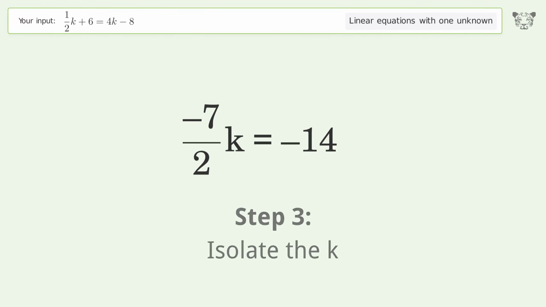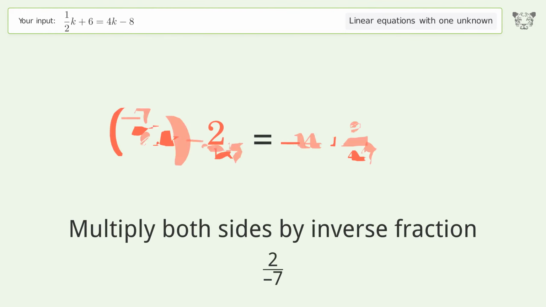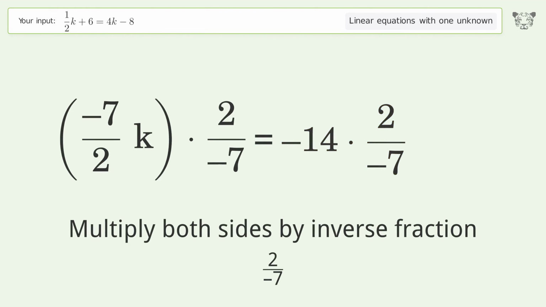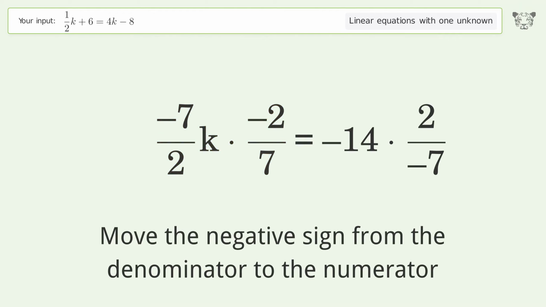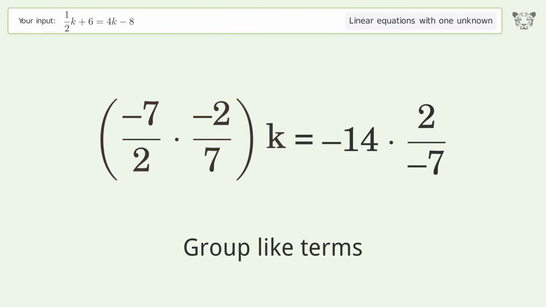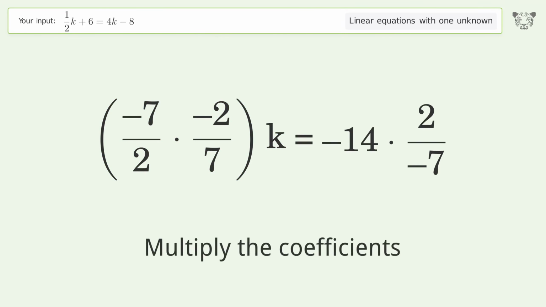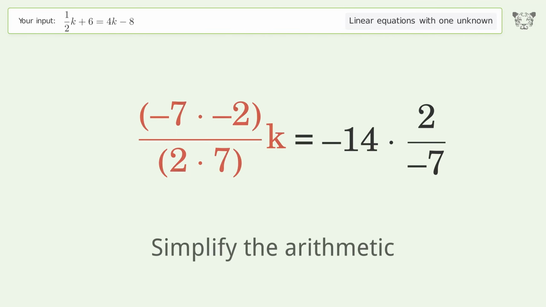Isolate the k. Multiply both sides by inverse fraction 2 over -7. Move the negative sign from the denominator to the numerator. Group like terms. Multiply the coefficients. Simplify the arithmetic.